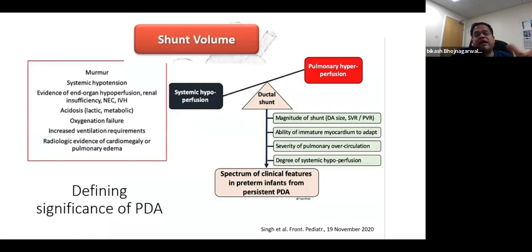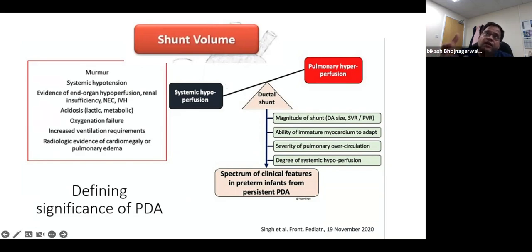And we know that when we are defining the significance of the PDA, we want to define the significance of the shunt volume. When we try to define the shunt volume, we talked about the flow across the shunt, which depends on the various variables governed by Poiseuille's law, and the impact of the shunt volume on the pulmonary circulation as well as systemic hypoperfusion. Of course, it will cause high pulmonary circulation, so more blood flowing in the pulmonary circulation at the cost of blood flowing out of the systemic circulation.